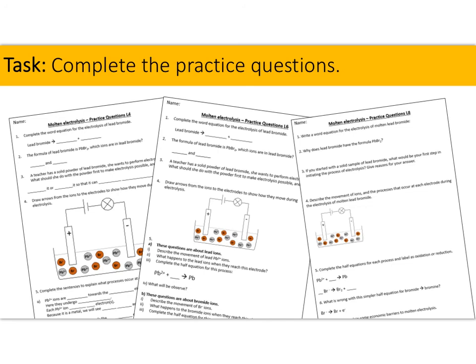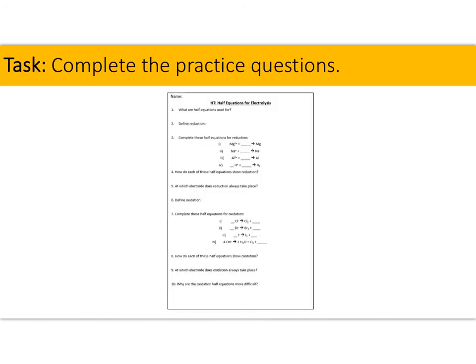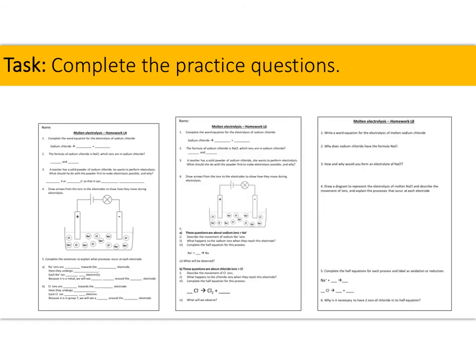But before you get to that point, what I'd like you to do, please, is to complete the practice questions I've sent you. So these ones here, there are level 4, level 6, level 8. I would like you to choose the appropriate level for yourself, please. And then I would also like you to attempt the half equations for electrolysis sheet. And then finally, there are further questions classed as homework, but we're just doing work at home anyway, aren't we? Again, there are level 4, level 6, and level 8, and I would like you to choose the appropriate one for yourself, please.